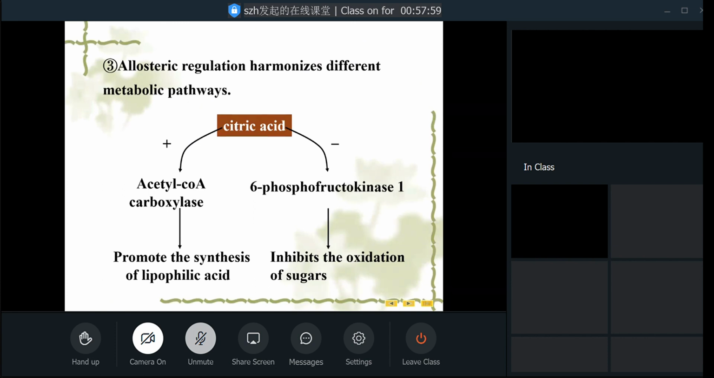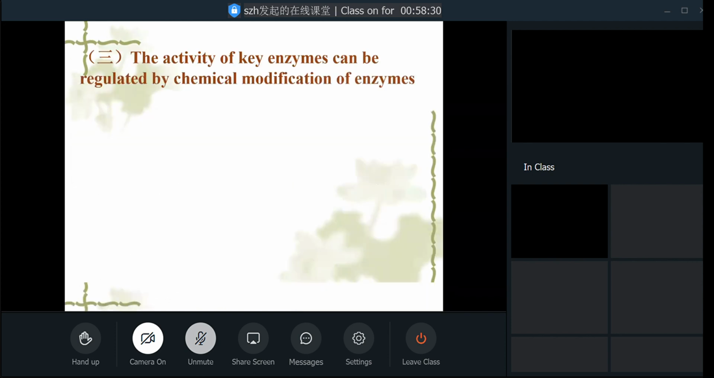Third, allosteric regulation combines different metabolic pathways. For example, citrate acts as an activator and promotes fatty acid synthesis, and it inhibits 6-phosphofructokinase 1, inhibiting glycolysis and the oxidation of sugar.